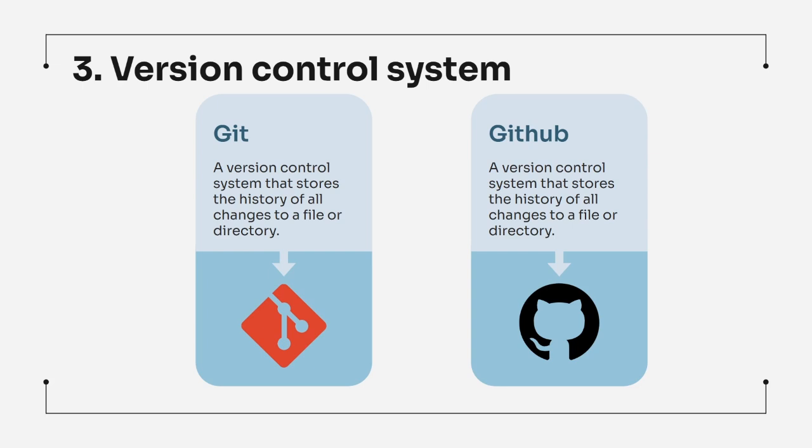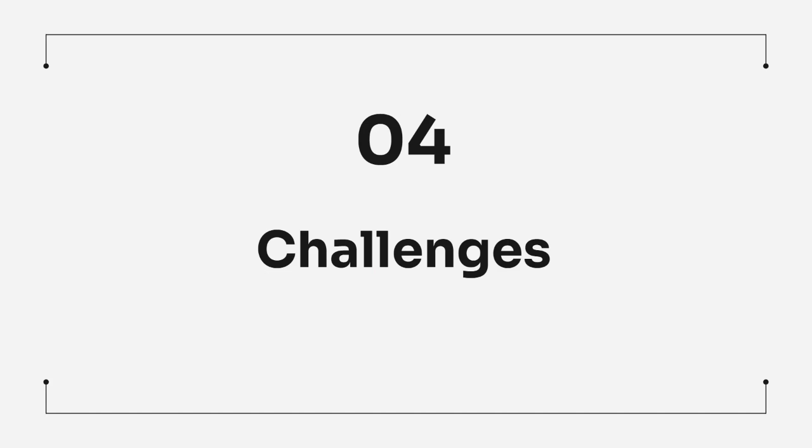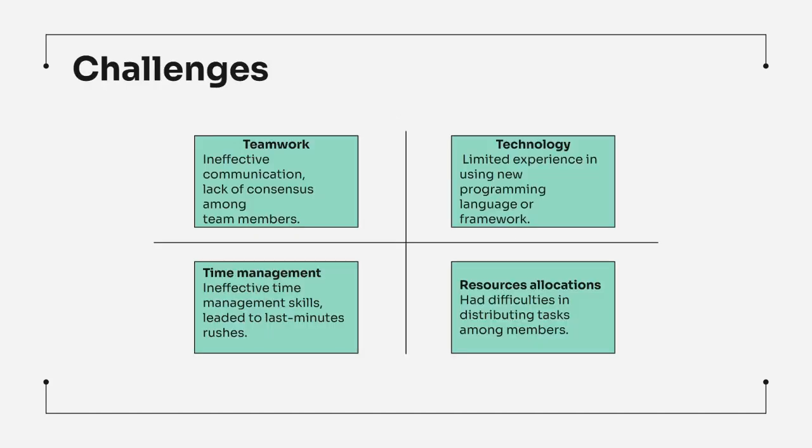And now we come to the challenges. There are four main challenges: teamwork, technology, time management, and resource allocation. For teamwork, we consider ineffective communication and lack of consensus among the team members. And about the technologies, there is limited experience in using new programming languages or frameworks.